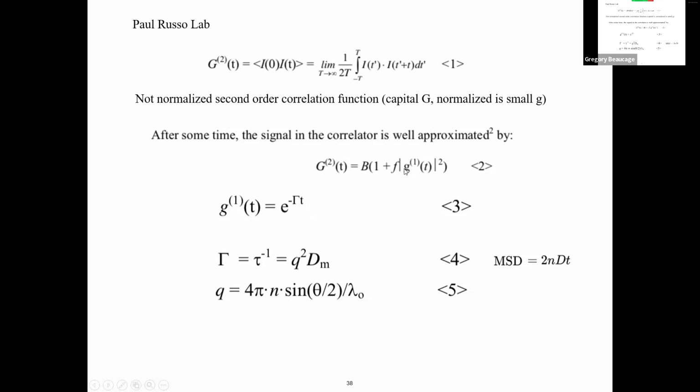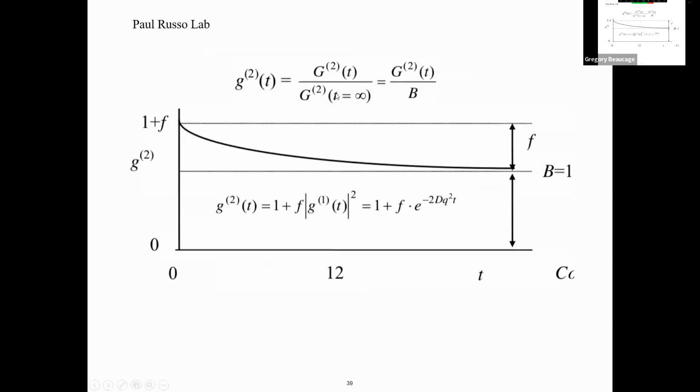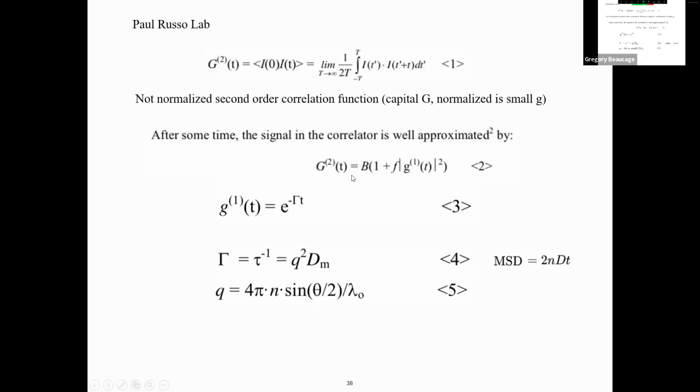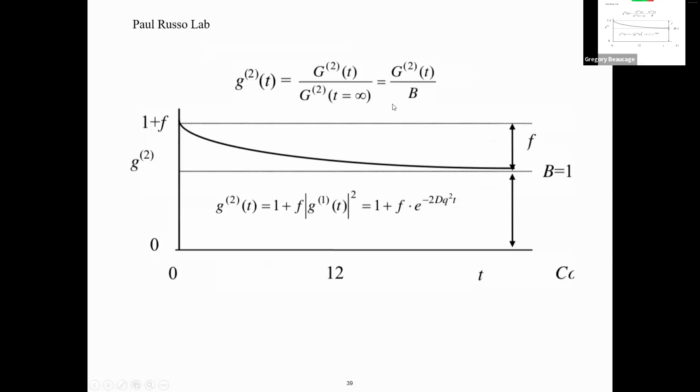Then you have this business. You want to take the G2 infinity and divide by that, in this equation. If you divide this thing by G2 infinity, B goes away, and you have 1 plus F times G1(T). And small G2 is exactly that. Small G2 is exactly 1 plus F times G1. So you want to get F from this thing.